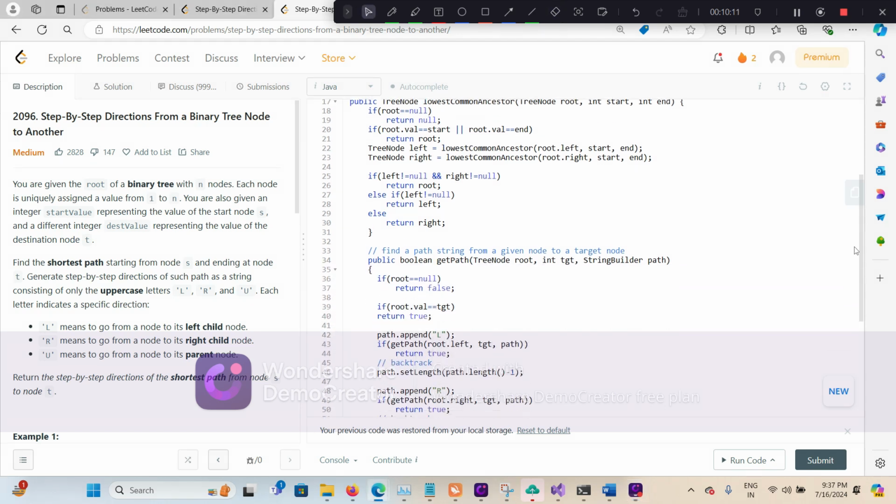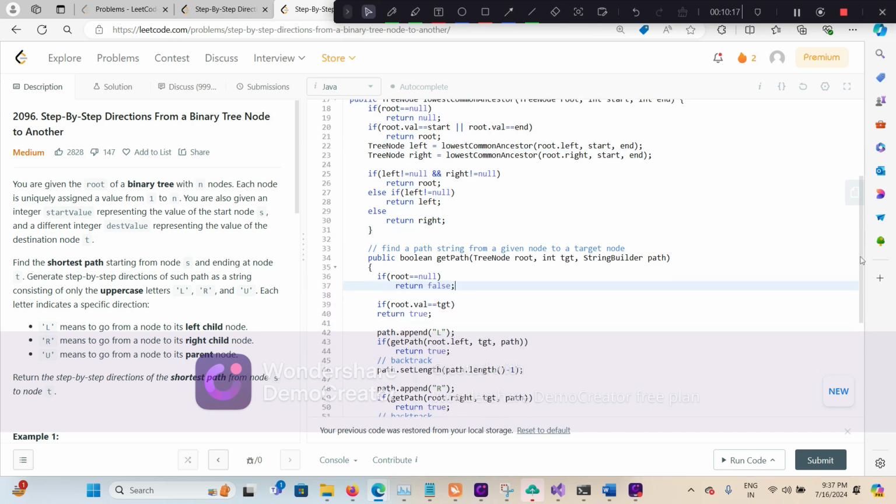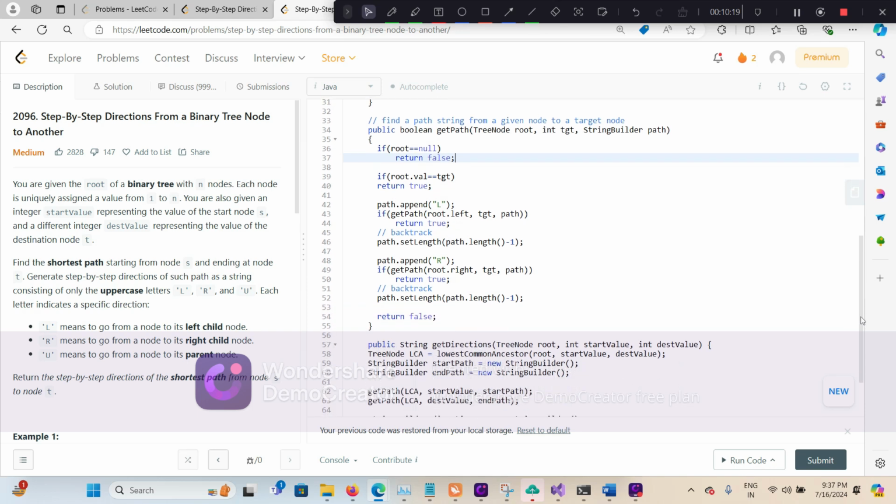So we are done with step 1, to find the least common ancestor. After doing this, we have to find the path. I have written a method which will give the path from any root to any target node. I'm passing one StringBuilder parameter and the target value, because this would be a common method to get the path.